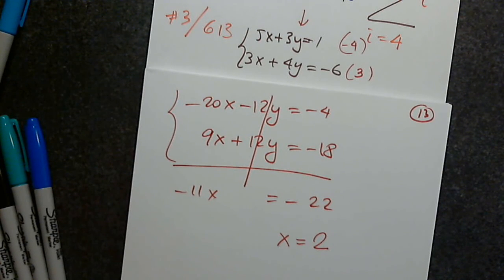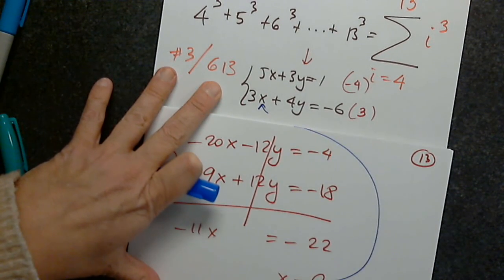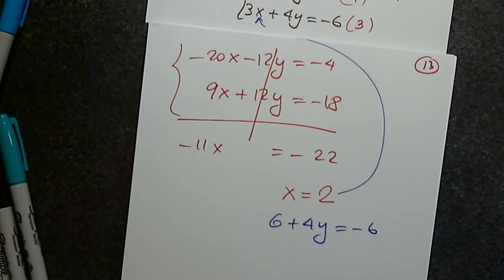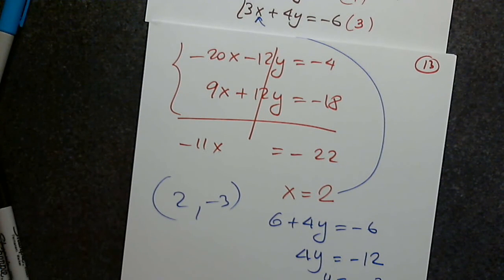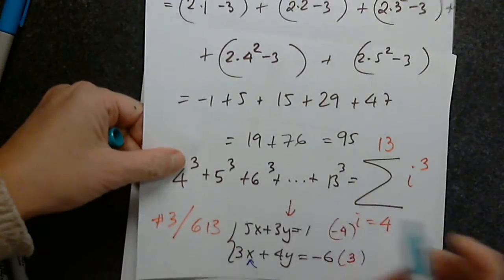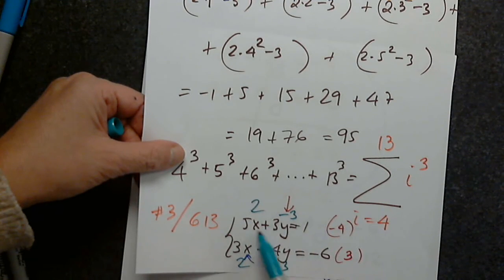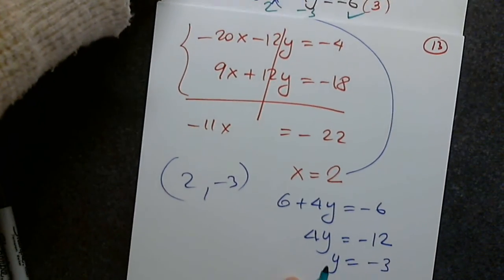Now we have to go back. It doesn't matter where. So let's say we go back here. So we have 6 plus 4y equals negative 6. So 4y equals negative 12. So y equals negative 3. Do not trust it. It's very easy to make an error, right? So I go back to the original problem with 2, negative 3, and I check. 10 minus 9 is 1. 6 minus 12 is negative 6. So I will say yes.